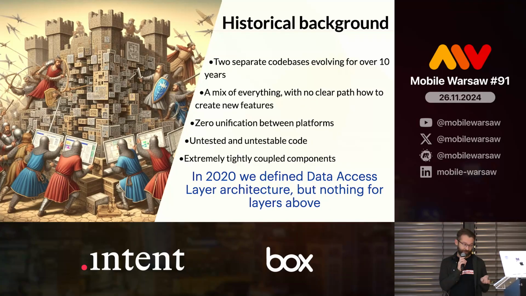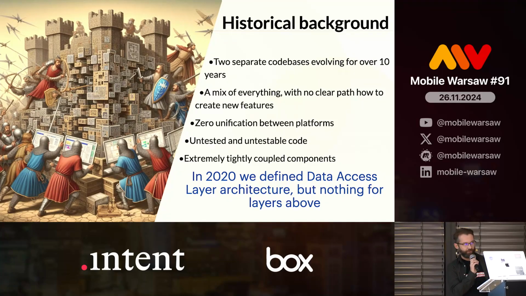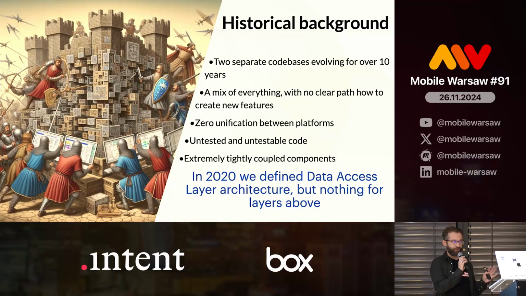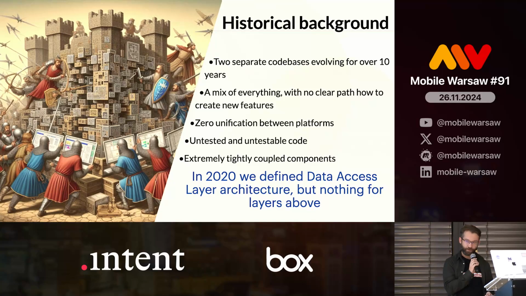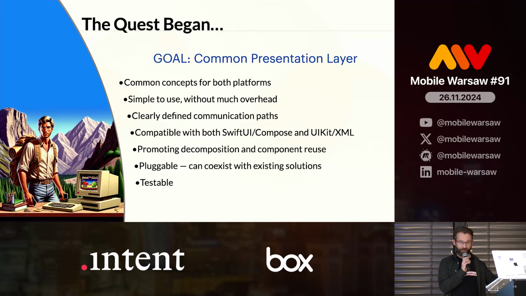Okay, so also it evolved creating a mix of everything. So it was mostly untested code, tightly coupled code, untestable code. Things changed in 2020 when we defined the data access layer architecture, which was the first one which was common between platforms. You are still separate code bases, but the concepts are the same. So it improved things a lot, since the iOS and Android engineers started to talk, started to design things together. It was a data layer, so nothing was present for the layers above.